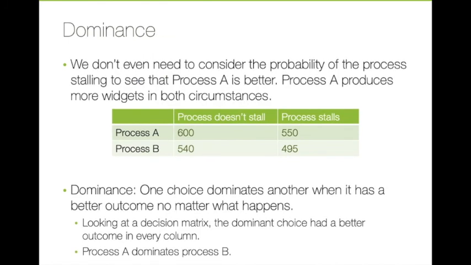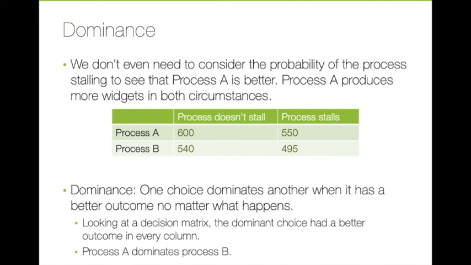Now, we went through all the details calculating the expected values using the probabilities that each process stalled. But it turns out that in that problem, we didn't need to look at the probabilities to see that process A is better than process B. That's because whether stalled or not, process A produces more widgets per hour. This is a case of dominance. One choice dominates another when it has a better outcome no matter what happens.